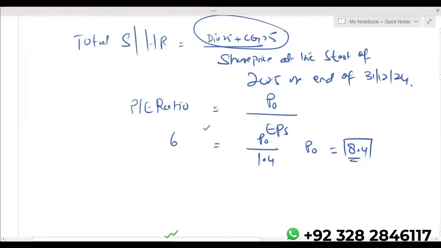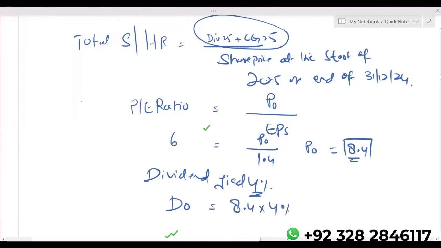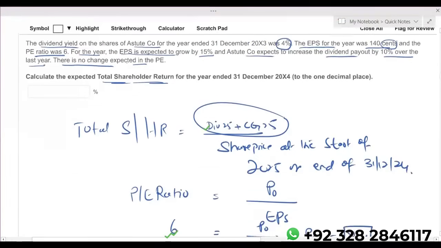Okay. Now I can calculate the dividend of previous year. Dividend yield examiner has given me 4%. So P naught into yield will give me the dividend per share. But again, this is the dividend of the last year. 8.4 into 0.04. I'm getting 0.336. Okay, come back.